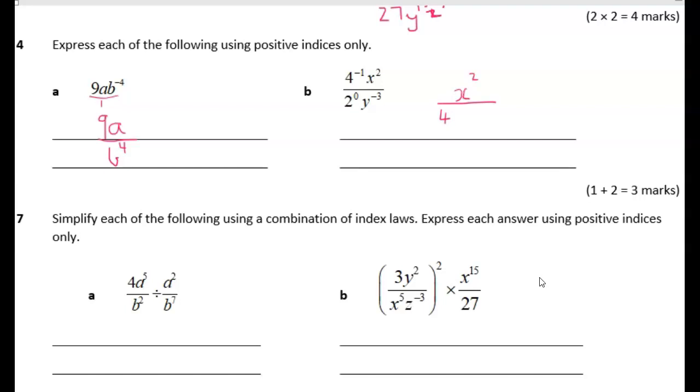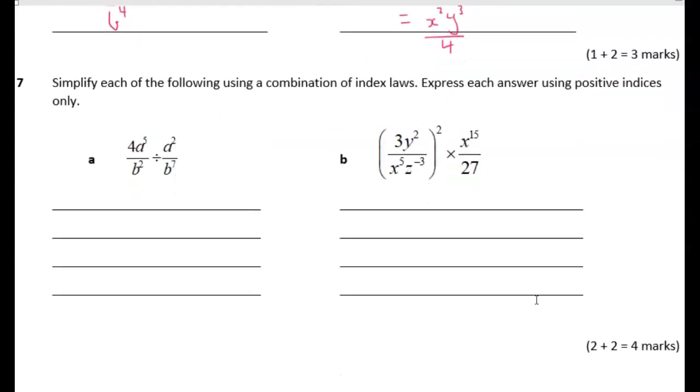Now, 2 to the power of 0, anything to the power of 0 is 1, so that basically disappears. And y to the -3 goes up the top. Now, it's not the nicest way to write a fraction, so let's just tidy it up a little bit. But if you left it like that, there is nothing wrong because you can clearly see that 4 is on the bottom. Okay, question 7.